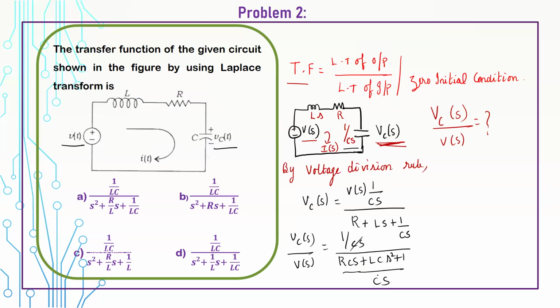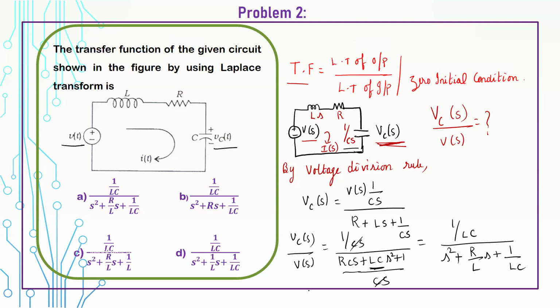So again, Cs gets cancelled, and by taking LC outside in the denominator, it will become 1 by LC in the numerator, and in the denominator s square plus RC by LC, C will get cancelled, so R by L s plus 1 by LC.